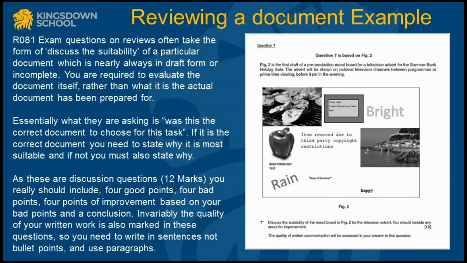And invariably, as you see at the bottom of that, the quality of your written work is also marked in these questions. So you need to write in full sentences with the correct punctuation, not in bullet points, although you could possibly take out bullet points and put in a sentence for each of your points. That would work, but you must group them in paragraphs. So you'd have 4 sentences on your first 4 points, 4 sentences on your bad points, 4 sentences for your improvement, etc., and then a conclusion at the end.